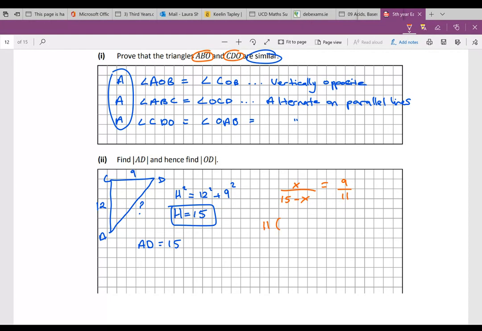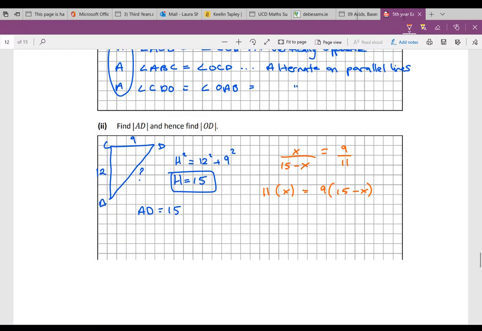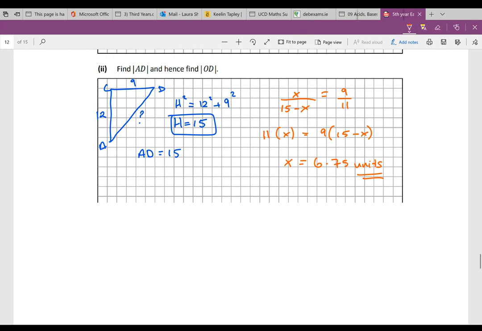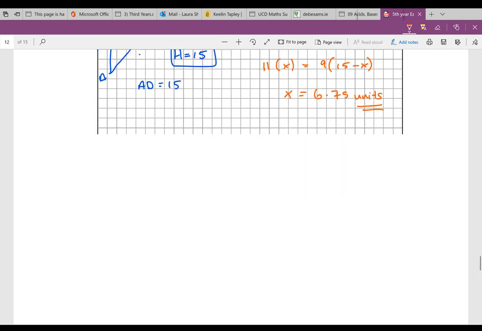Some rearranging there gives you 11x is equal to 9 times 15 minus x. And in simplifying this, you should be able to get that x is equal to 6.75, and again we need that word units. You should always be following your answer for area, volume, and geometry with some form of a unit.